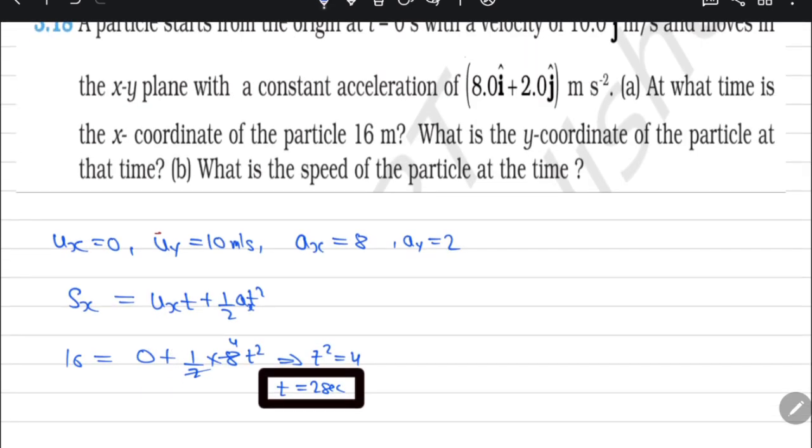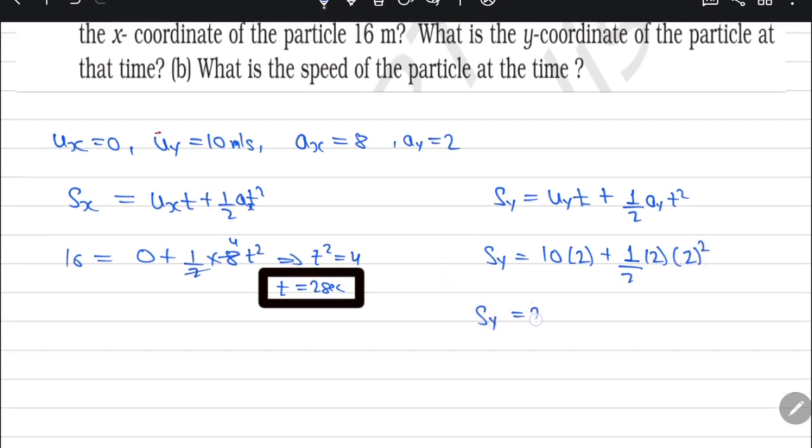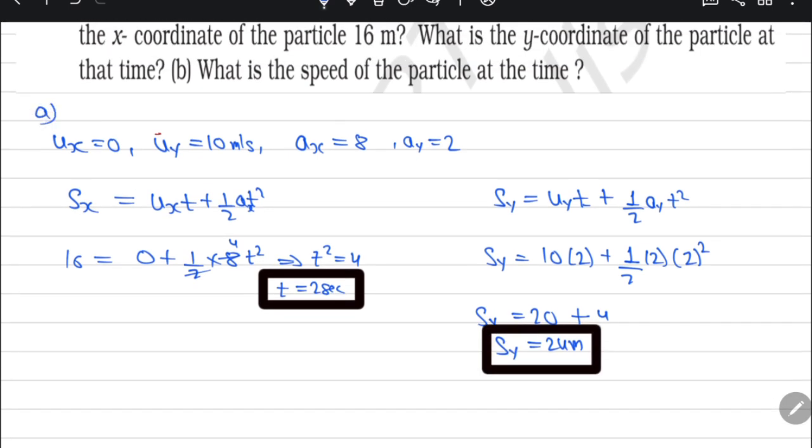And then after that, the y coordinate of the particle at this time. So the y coordinate of this particle at this time is uy t plus half ay t square. So y coordinate of the particle is 10 into 2 plus half into 2 into 2 square. So Sy is equal to 20 plus 4, so y coordinate is 24 meter. Then after that, this is our A question, now our B question.